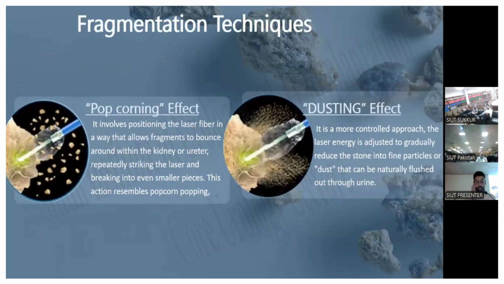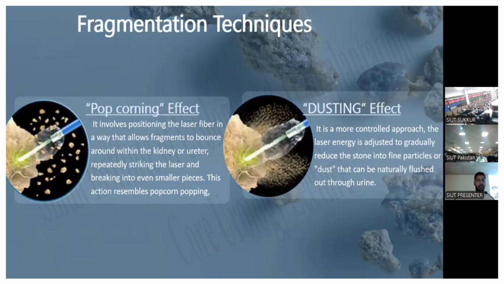So these are the two most common fragmentation techniques. One is the popcorning effect. It involves positioning the laser fiber in a way that allows the fragments to bounce around within the kidney or ureter, repeatedly striking the laser and breaking into even smaller pieces. This action resembles popcorn popping, so it's known as the popcorning effect.